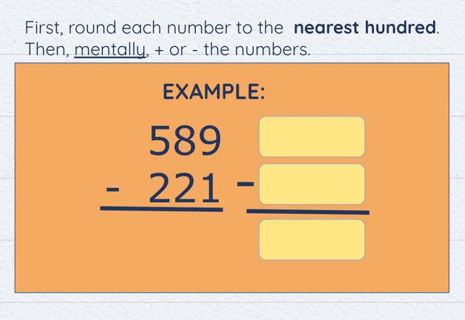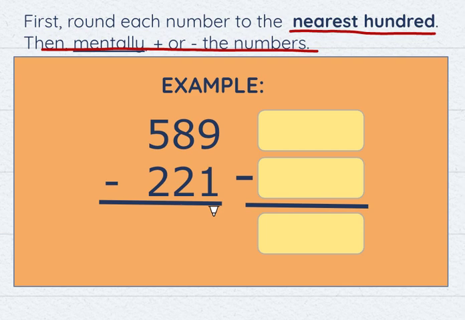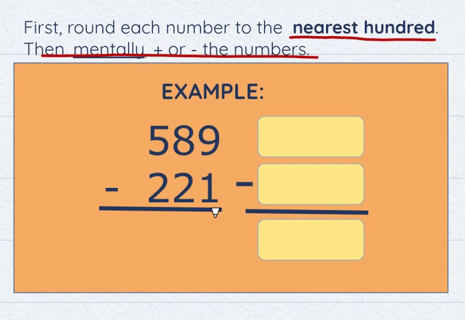Let's look at another example where we round to the nearest hundred. So in this example, we're asked to round each number to the nearest hundred and then mentally add or subtract the numbers. In this case, it's a subtraction question. So we first have to round each number to the nearest hundred.